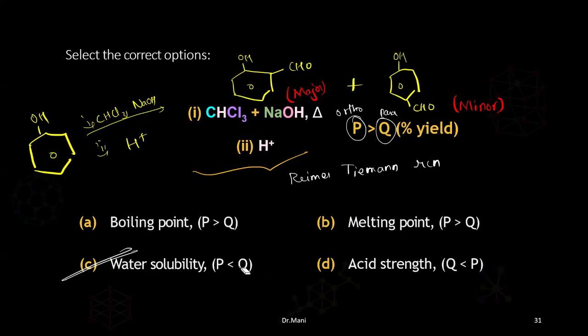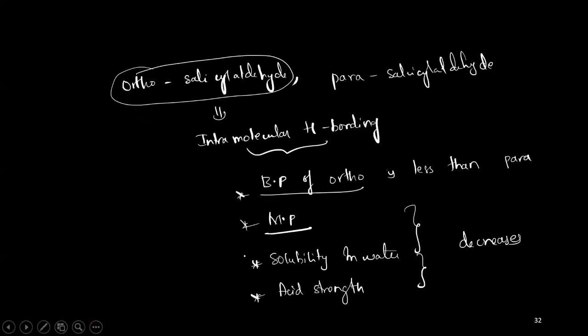So just remember, ortho salicylaldehyde will be the major product and this will be the minor product. Okay. But this ortho salicylaldehyde has intramolecular hydrogen bonding. Due to that, the boiling point of ortho decreases, melting point decreases, solubility decreases, acid strength decreases. So remember. Understood? Any doubts? Yes, sir. No, sir.